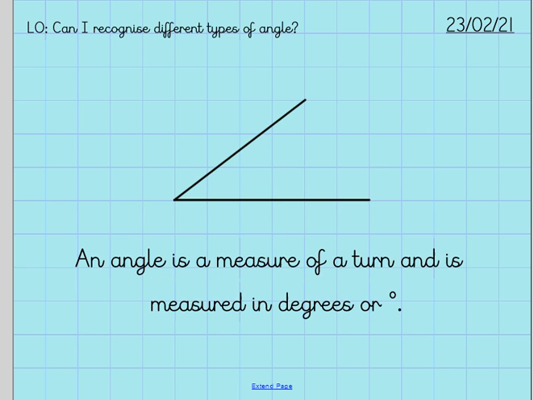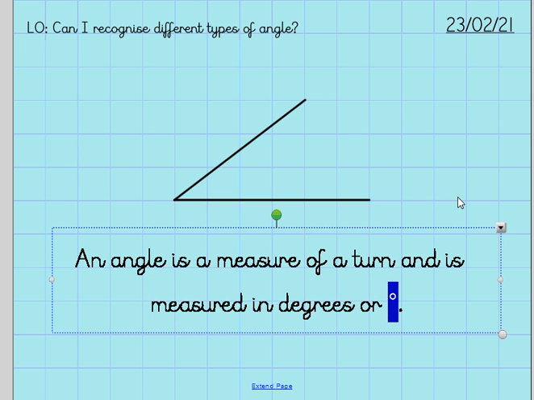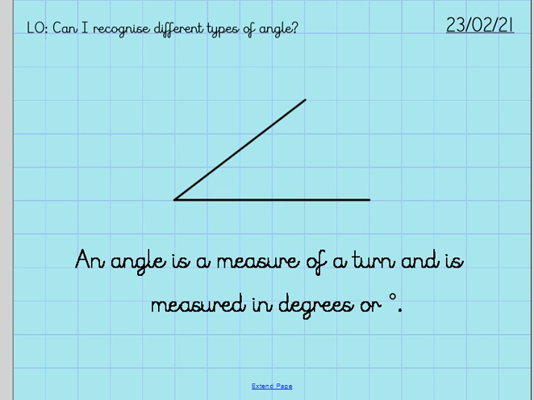An angle is a measure of a turn, and it's measured in degrees. This is the symbol that we can use to show degrees. What an angle measures is the distance from here into here, so the amount of turn in there. So we're measuring this space in here, this turn in here.